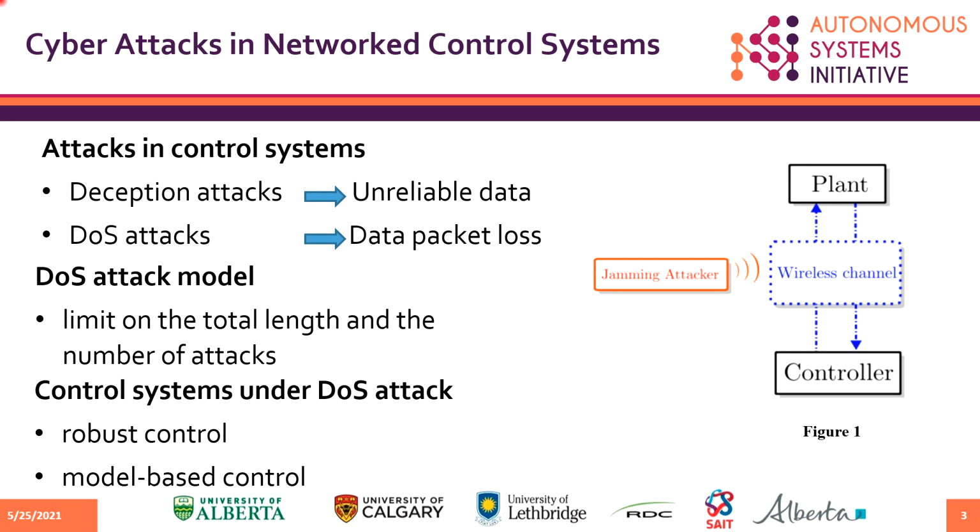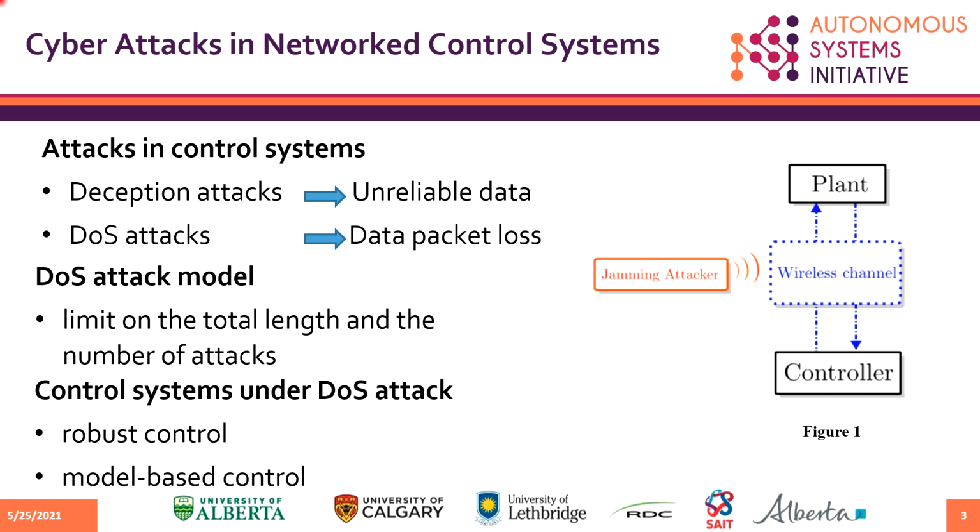In general, cyber attacks can be categorized as deception attacks and denial of service attacks. Deception attacks manipulate sensors and actuators output, while denial of service attacks interrupt data transmission through a network and result in data packet losses, which is shown in figure 1. One way to model a denial of service attack is using a deterministic model, which means imposing a limit on the total length and the number of attacks, which is sensible because of the limited source of power on the attacker side and network protection layers.